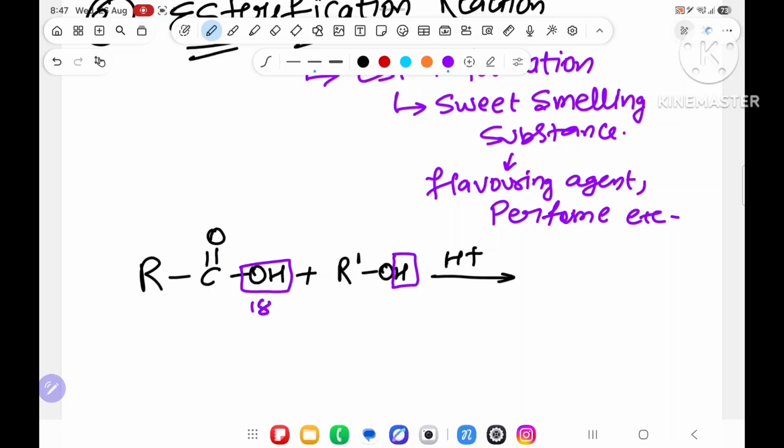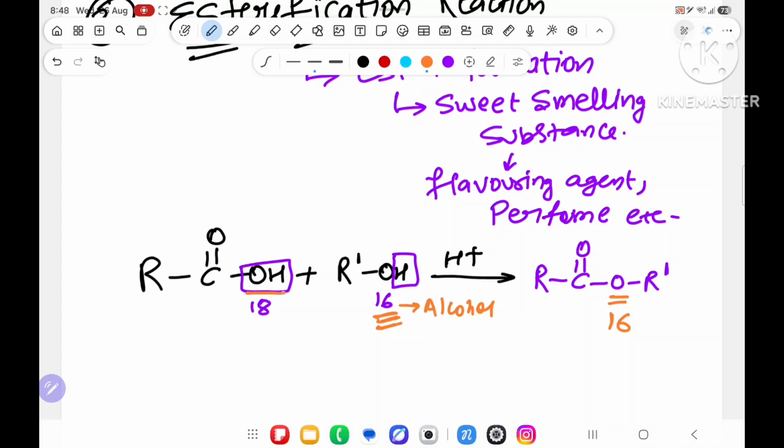Suppose they give this with 18, an isotope of oxygen with atomic mass 18, and this one is 16 atomic mass. They will form the ester R, C double bond O, R dash. Tell me about this oxygen, 16 or 18. So what will you say? This oxygen is 16, coming from the alcohol. This part you have to take care of. Mechanism I will dictate, don't worry. But from there, this oxygen is from alcohol.